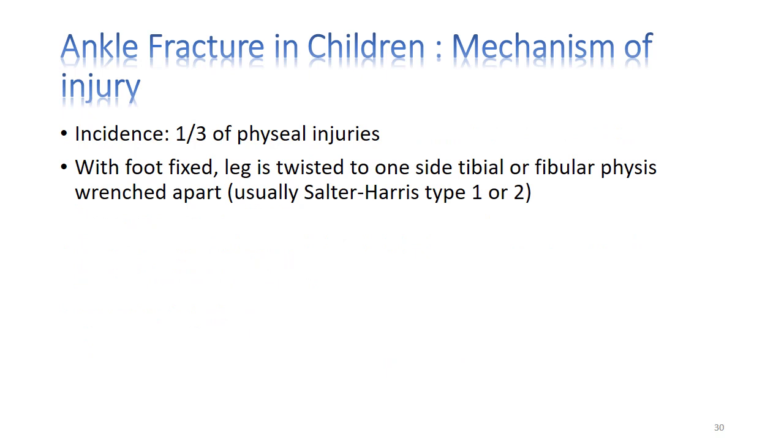So next is ankle fracture in children. Physeal injuries are quite common in children, and one third of the cases occur around the ankle. For the mechanism of injury, when the foot is fixed to the ground or trapped in a narrow space, the leg will twist to one side or the other. This causes the tibial physis to pull apart, and this patient will have a Salter-Harris type 1 or 2 injury.